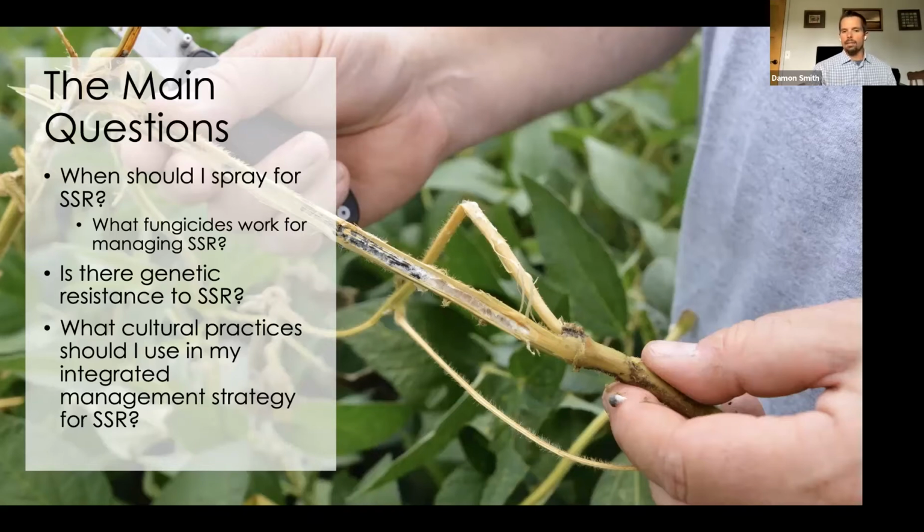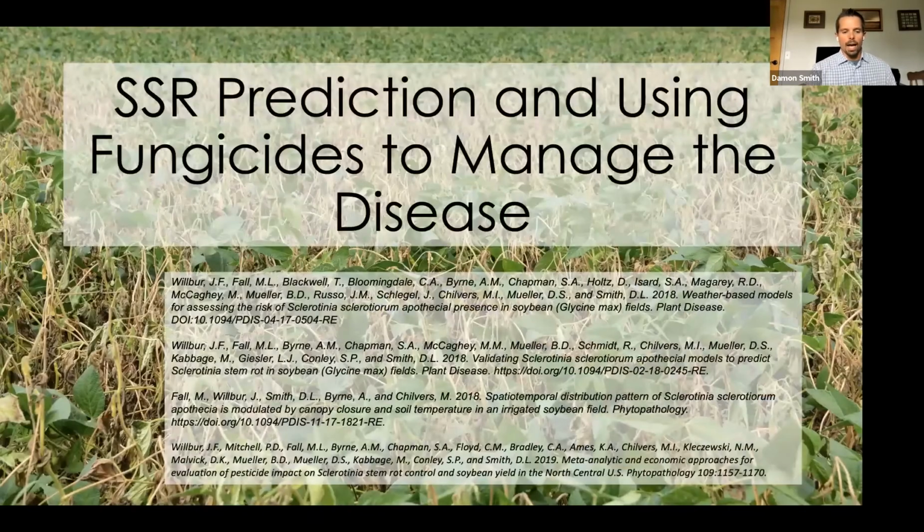So I'm going to kind of cover these. I'll mention some of the work that we have done and kind of where we're headed here as we keep moving forward. I do want to make it clear that we've published readily in these various areas. So I'll first touch on white mold prediction and using fungicides to manage disease. I should mention that this SSR acronym is Sclerotinia stem rot. So that's another name for white mold. So anytime you see that, just fill in white mold in the blanks there.